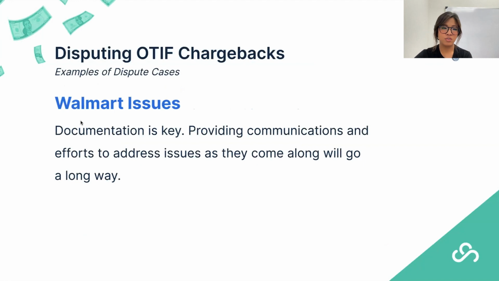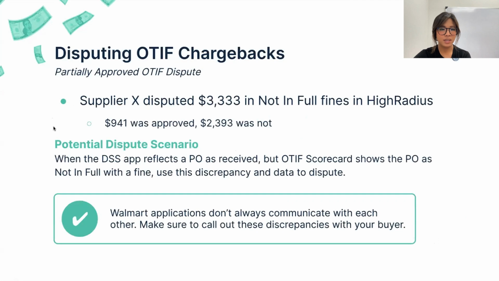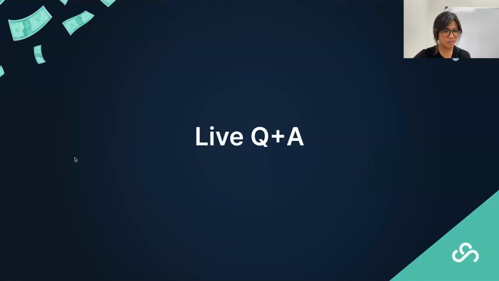Anytime you're trying to dispute OTIF chargebacks, if it's a Walmart related issue, documentation is key, making sure you're providing communication along the way, like what we talked about. If there are extenuating circumstances, like the weather, documentation, kind of a broken record here, but any sort of proof that you can provide to your buyer to let them know, hey, these roads were literally impassable, so please grant us some leeway there. And I think that's all I wanted to cover today, just in the interest of time.